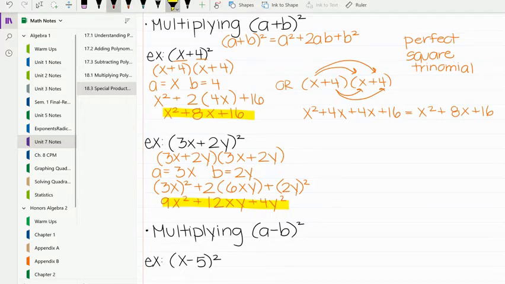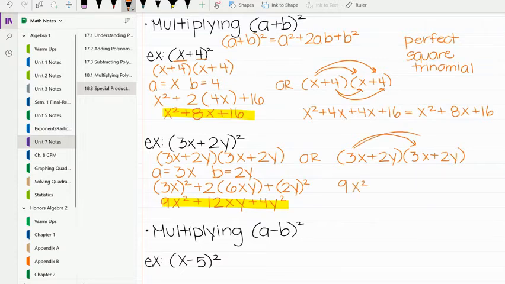Now again, if we're not liking the pattern and it's not for us, then just multiply them. So if we had (3x plus 2y) times (3x plus 2y), we could simply do 3x times 3x, which would give us 9x squared. Then we would do 3x times 2y, which would give us 6xy. And then 2y times 3x, which would again give us 6xy.